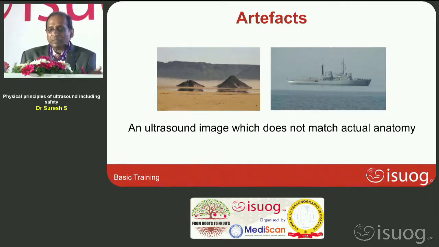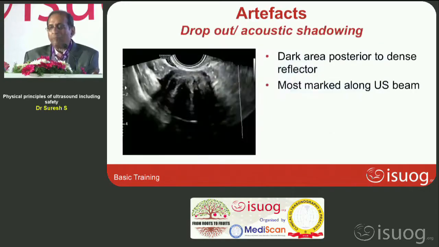Whenever you do ultrasound, there are some portions of the image which appear to be real but are not real. So these are artificial echoes masquerading as factual echoes. That's what we call artifacts. The ultrasound image does not match the anatomy.